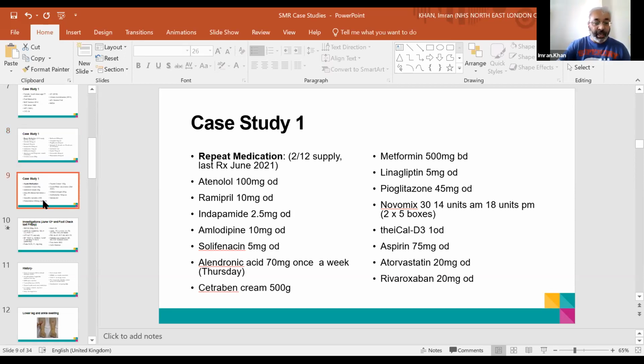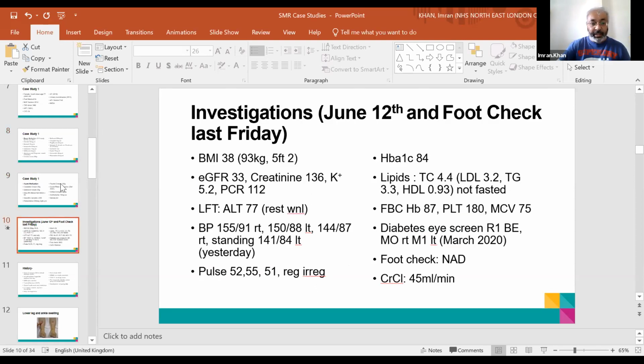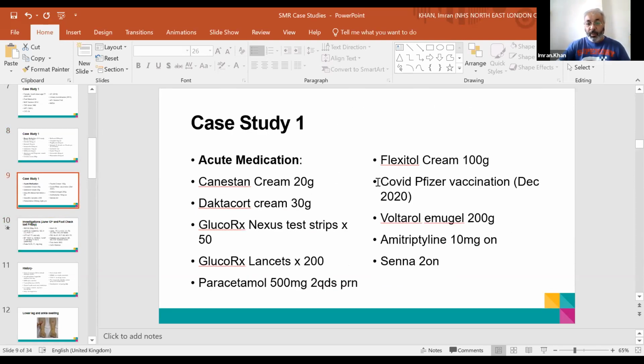Now, if you look at this, she had one COVID injection. She's more than 12 weeks. What happened? Did she miss her appointment? Did she not get an appointment? We need to organize something around that.